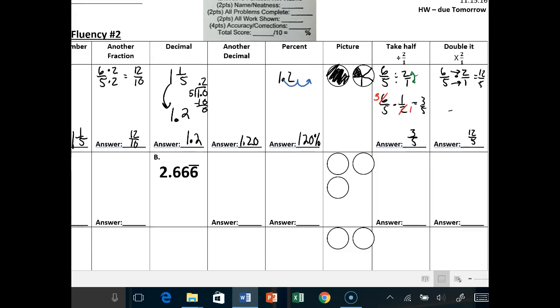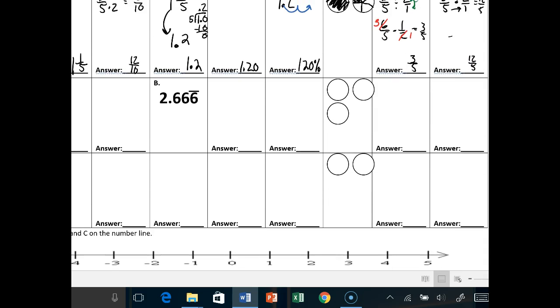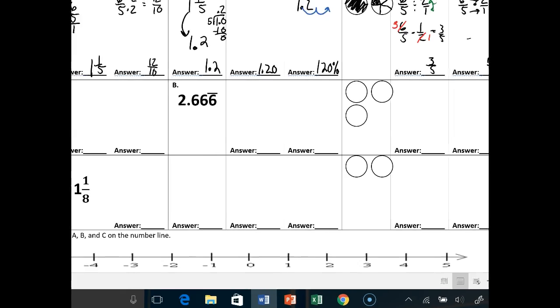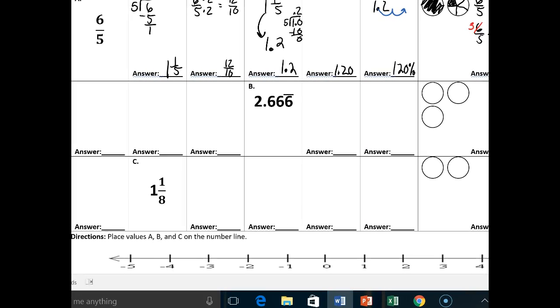Alright, scroll on down. Let's do row B, 2.66. So I should start off right away saying, alright, I know what 0.6666 is. I can get the mixed number. So 2.666 repeated. This is obviously 2. The 0.66 is not 1/6, guys. It's the simplified fraction of 2/3. So 2 and 2/3.